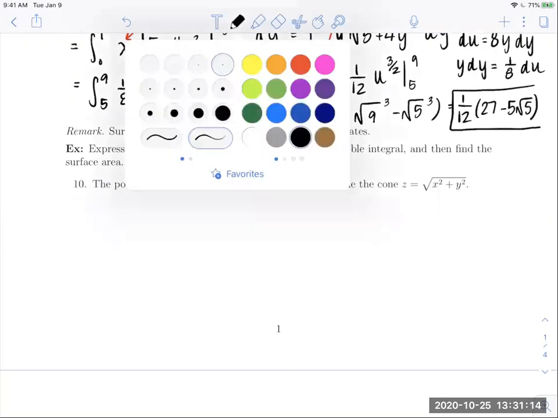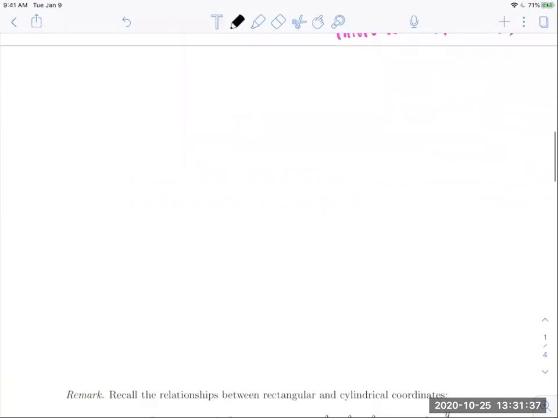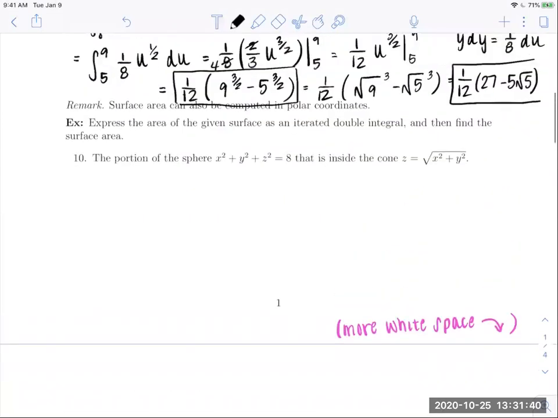Before we even get started, I just want to make a note here at the bottom that there is more white space on the next page. So we'll use this white space at the bottom of page 1 just for our setup, and then we'll carry out the actual integration right down here. You can see all this nice white space on page 2.